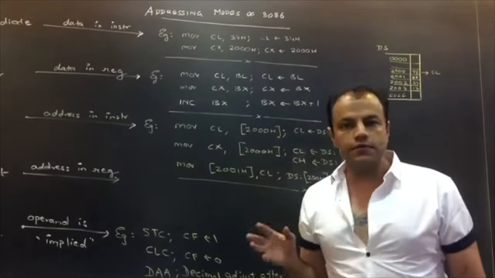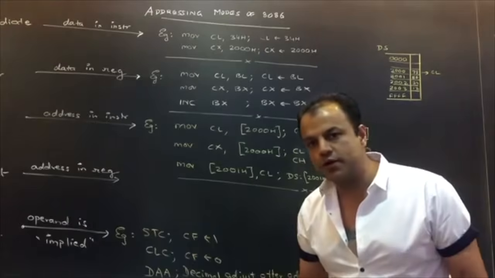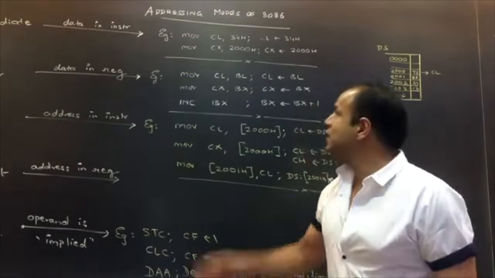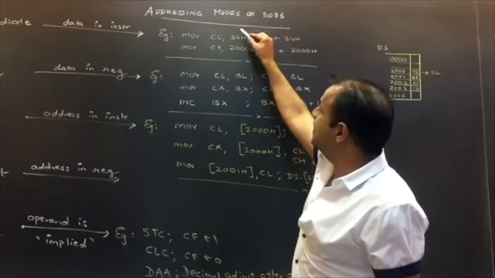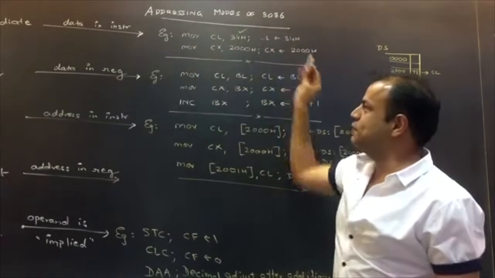Will it get contents of location 34 or value 34? Yeah, value 34. That means 34 is your data which is going into CL. So since data is given in the instruction, it is an example of immediate addressing mode.